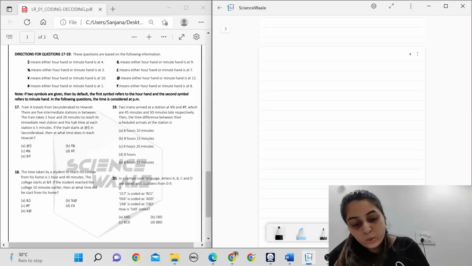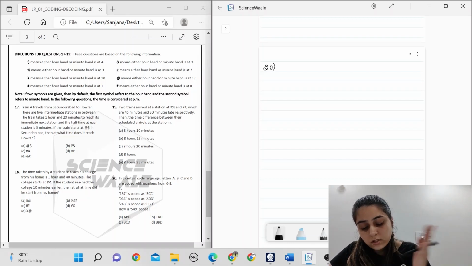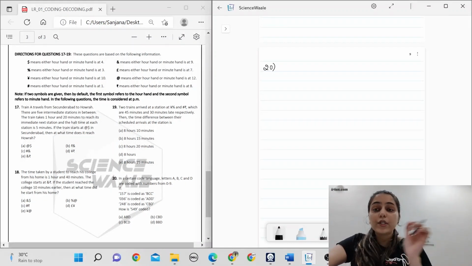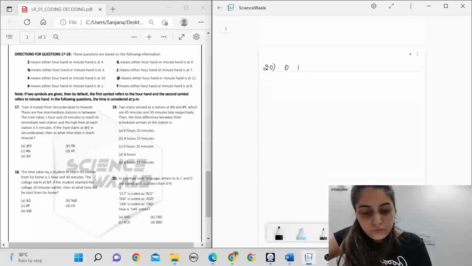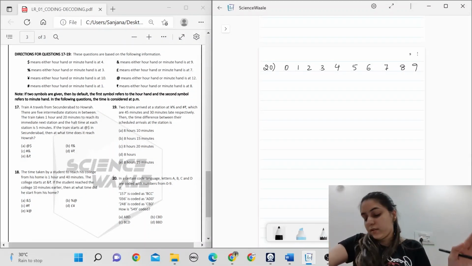Coming to the 20th question. In a certain code language, the letters A, B, C, D are coded as something from 0 to 9. So let's first write out the numbers from 0 to 9: 0, 1, 2, 3, 4, 5, 6, 7, 8 and 9. We have written that out.